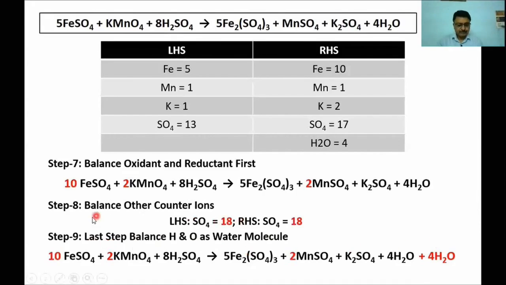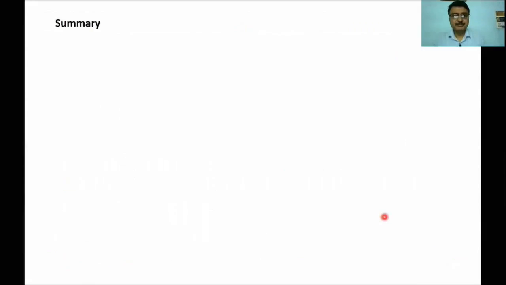You can count 10 iron here, 10 here, then 2 potassium atoms here, 2 potassium atoms here, then 16 hydrogen atoms on the left hand side. Here we have 16 hydrogen atoms on the right hand side. Sulfate ions, 18 sulfate ions on the left hand side and 18 sulfate ions on the right hand side. So this is the procedure. Now let us summarize our procedure.